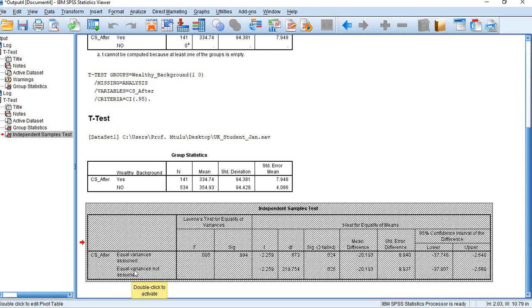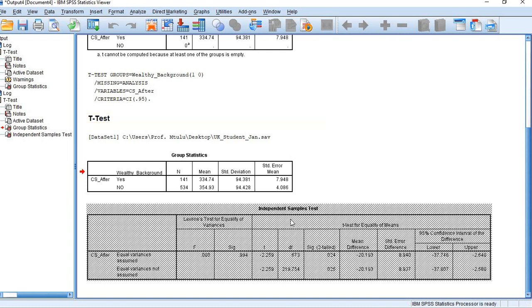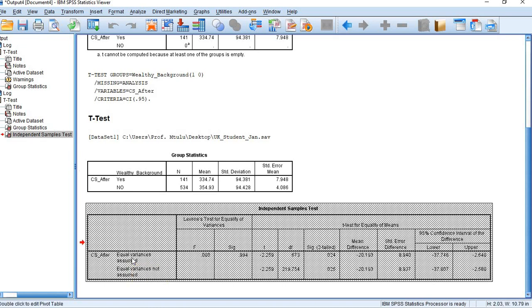And let me tell you a secret that will make you never forget whether the assumption is holding or not. You see the first one, equal variance assumed? When I'm testing the Levene test, this one is my null hypothesis. This one is my alternative hypothesis. I'm giving you a way of mastering this. Equal variance assumed is my null hypothesis. Equal variance not assumed is my alternative hypothesis.